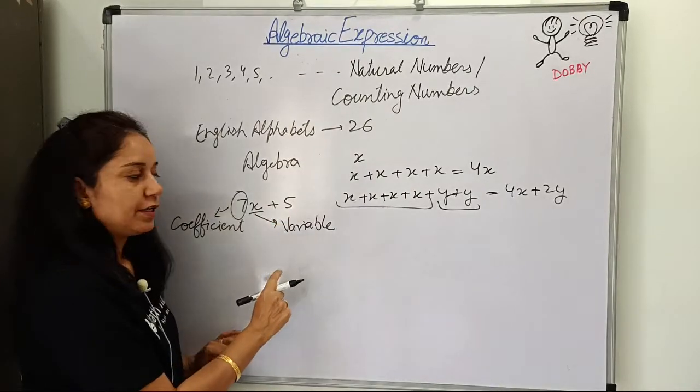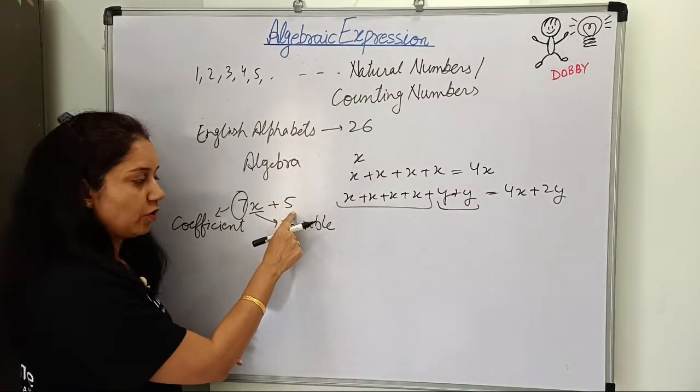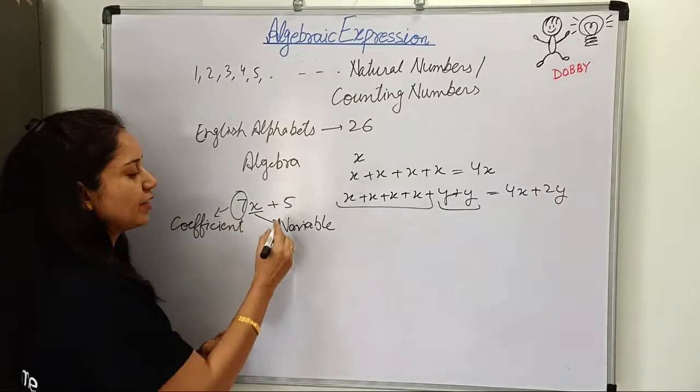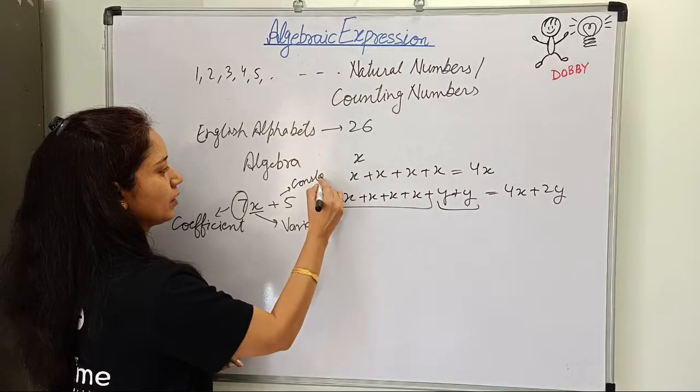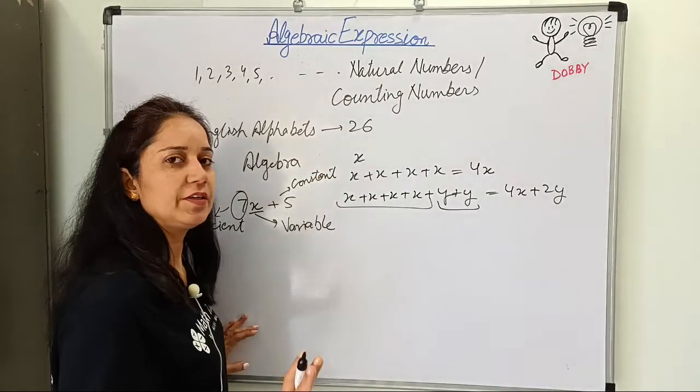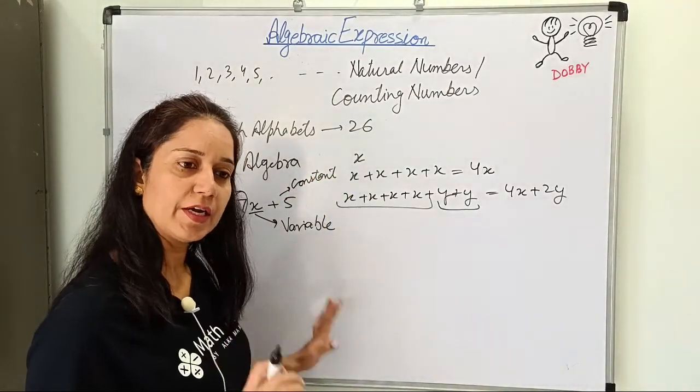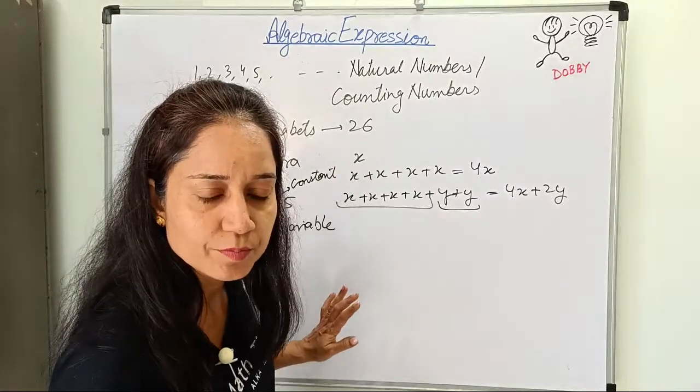See, the number 5, it is not having any variable, that is why this is called constant. 5 will remain 5, it will not change, it is fixed.